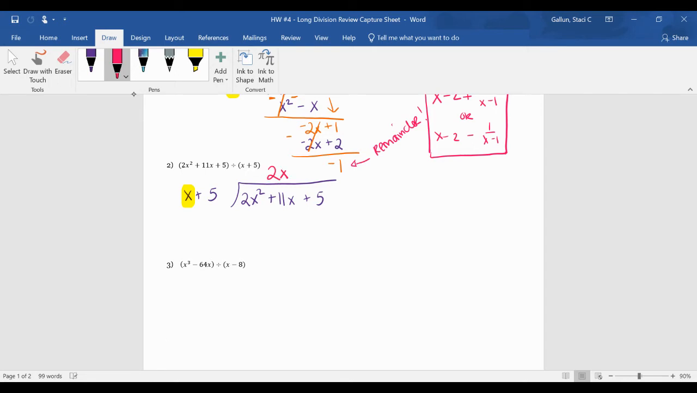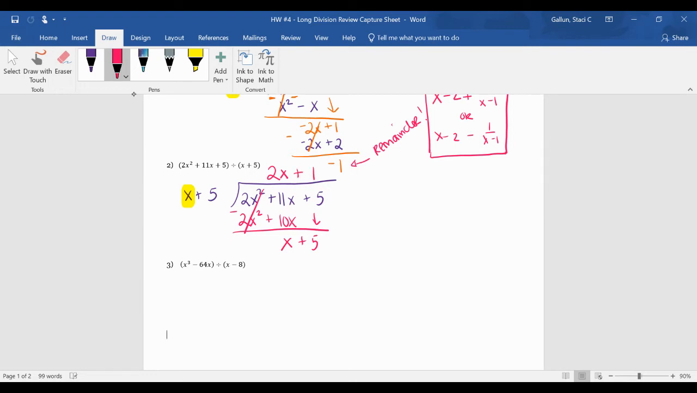2x times x gives us 2x squared, which we want. We want these to cancel. 2x times 5 gives us plus 10x. Then we'll go ahead and subtract. These cancel. 11x minus 10x gives us x, and we bring down the 5. How many times does x go into x? 1 time, so plus 1.